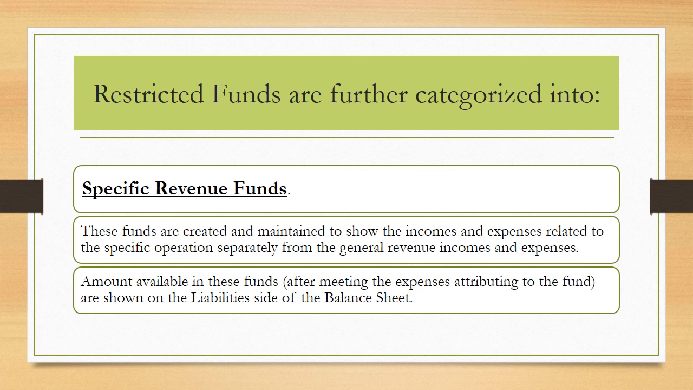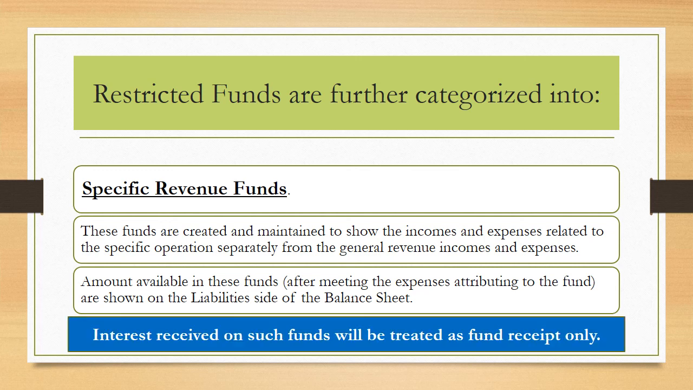The difference is there regarding treatment of interest. उसमें जो इंटरेस्ट था जनरल फंड में, वो इंटरेस्ट हमारा इनकम का पार्ट बनता है, whereas interest received on specific fund must be treated as fund received only. It means ये फंड में ही ऐड होगा. जबकि हमारा नॉन रिस्ट्रिक्टेड रेवेन्यू फंड में जो इनकम था या जनरल फंड में इनकम था वो हमारा इनकम का पार्ट बना था.